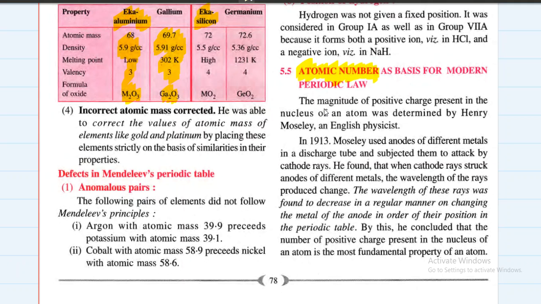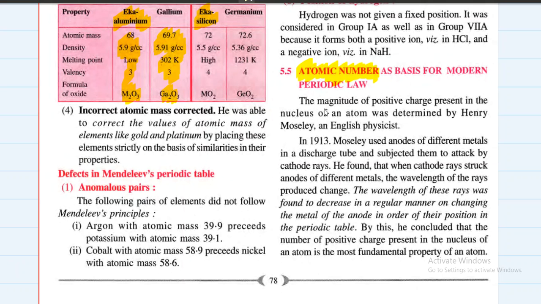In 1913, Moseley used anodes of different metals in a discharge tube and subjected them to attack by cathode rays. So this experiment you must have studied in a chapter called Atomic Structure. He found that when cathode rays struck the anodes of different metals, the wavelength of rays produced changed. The wavelength of these rays was found to decrease in a regular manner on changing the metal of the anode in order of their position in the periodic table.